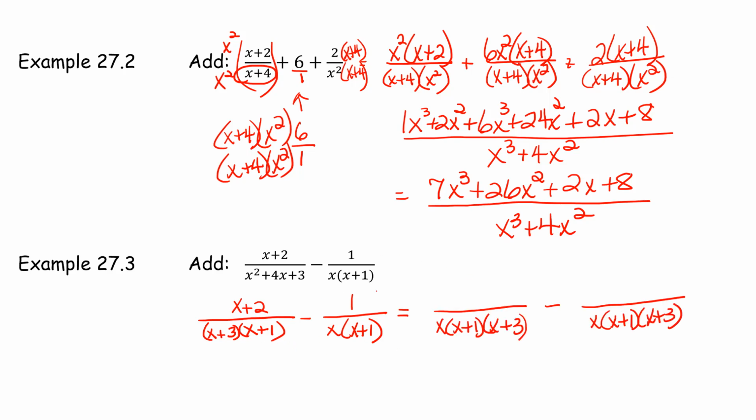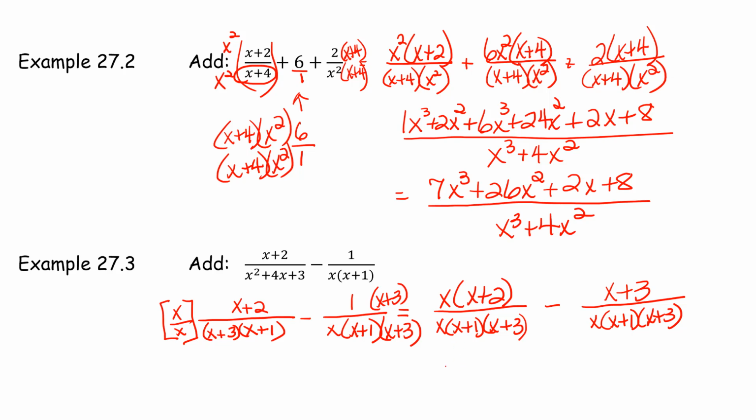Okay? The first fraction here has the x plus 3, it has the x plus 1, but it doesn't have the x. So I've got to multiply the top and the bottom of this fraction by x to get what I'm looking for. So the numerator for that will end up being x times x plus 2. The second fraction has the x, it has the x plus 1, but it doesn't have the x plus 3. All right, now I'm going to go ahead and multiply it out and do the subtraction.